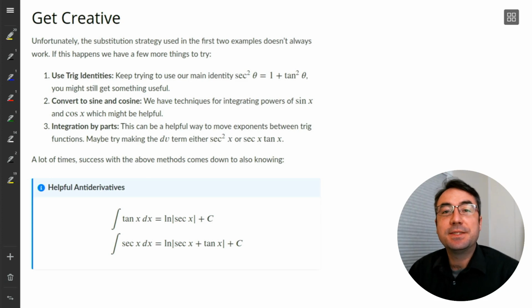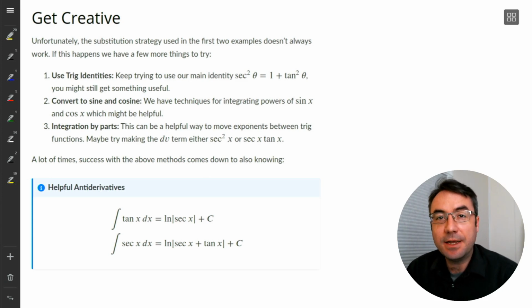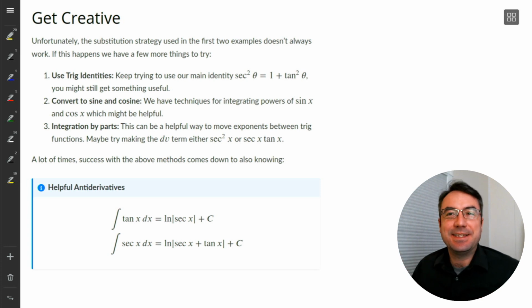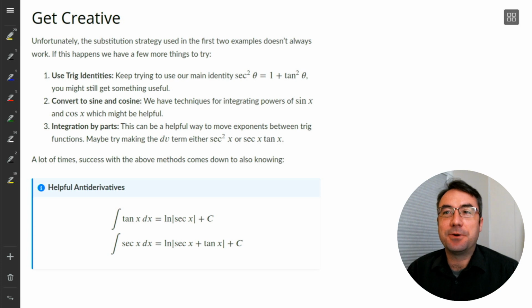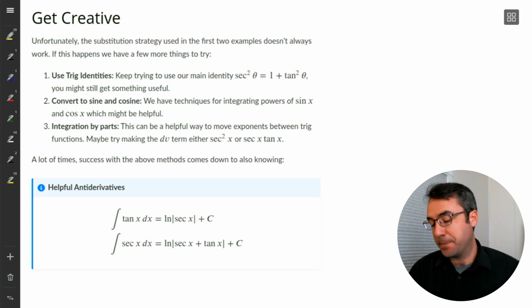All right, welcome everyone. Today we're going to continue talking about how to integrate powers of secant and tan. Unfortunately, it's not going to be super satisfying. The substitution strategy that we looked at last time, particularly in the first two examples, doesn't always work. So we just have a grab bag of techniques that we can try out, and hopefully one of these works.